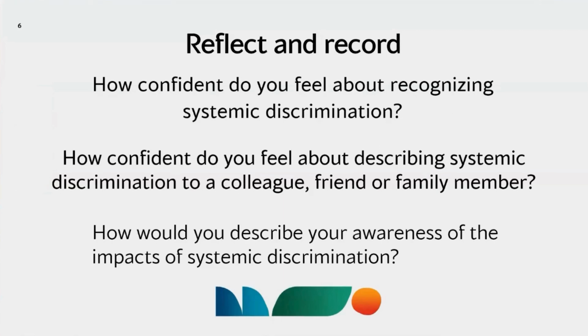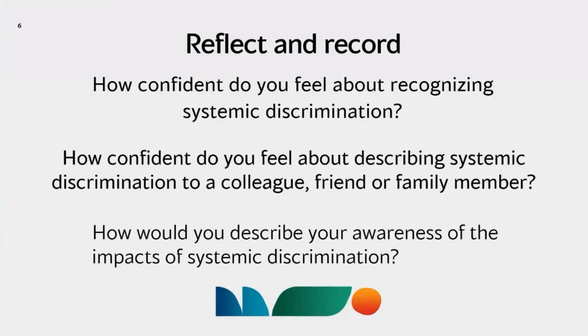So we're going to take a second to ask you to reflect on these questions now and at the end of the session. This will help you to identify how successful we were in supporting you in meeting the session learning goals. Please take 2 minutes to reflect on the 3 questions on the slide. How confident do you feel about recognizing systemic discrimination? You might want to rate down on your paper between 1 and 5, with 1 not at all confident and 5 extremely confident.